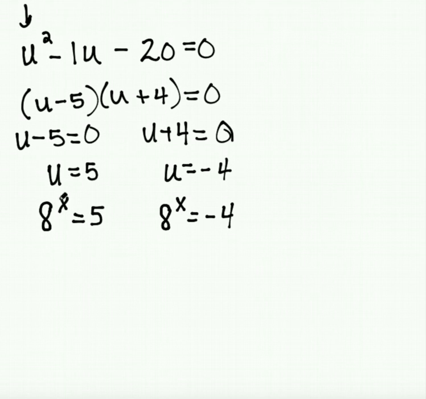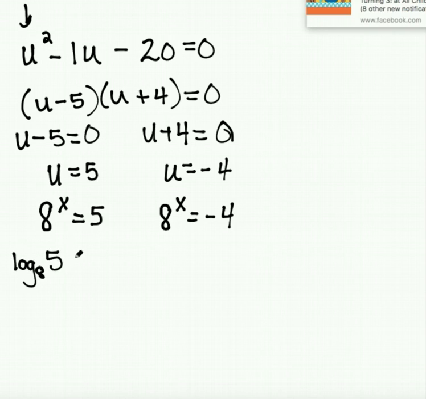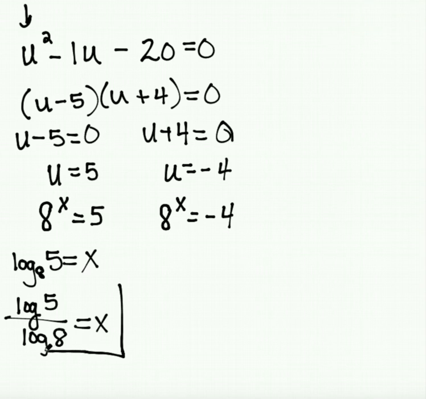I have 8 to the x equals 5. You have several ways you can solve it. I'm going to rewrite it in log form. So I'm going to write it as log base 8 of 5 is equal to x. And then I'm going to rewrite this using the change of base formula as log of 5 divided by log of 8 is equal to x. If it wanted a decimal answer, I could go ahead and put that in the calculator, but since it doesn't say to put it in decimal form, I'm going to leave my answer exactly as log of 5 divided by log of 8.